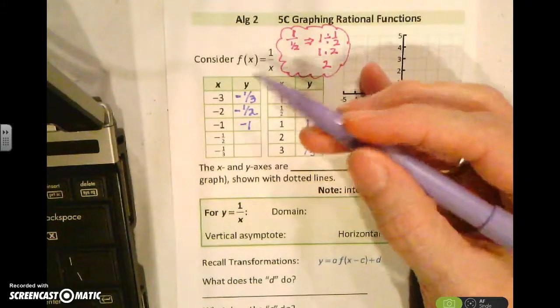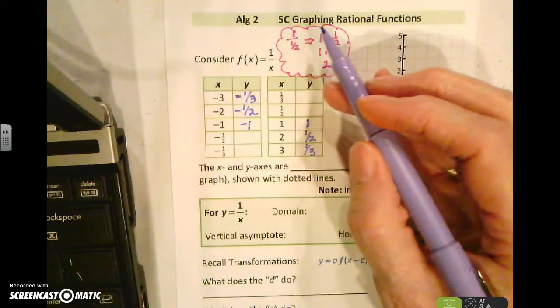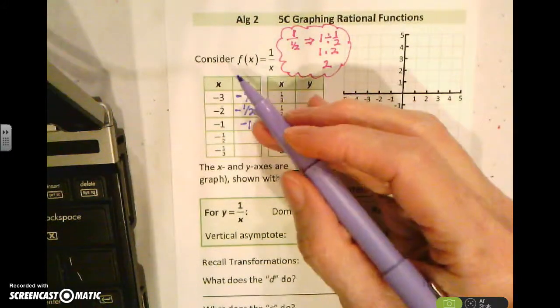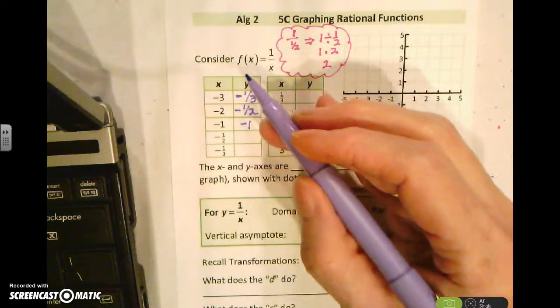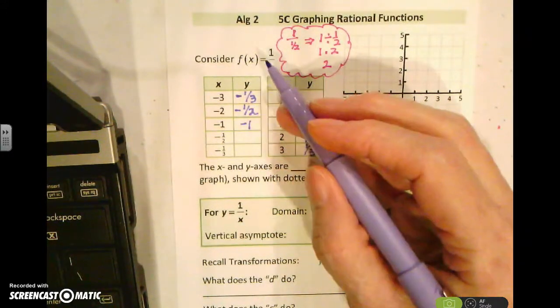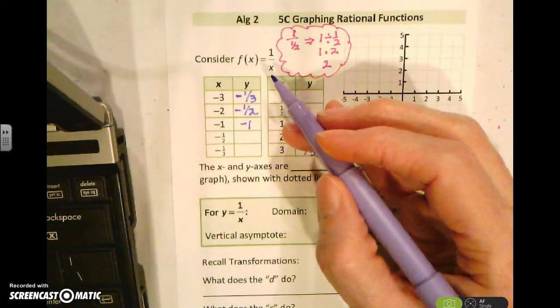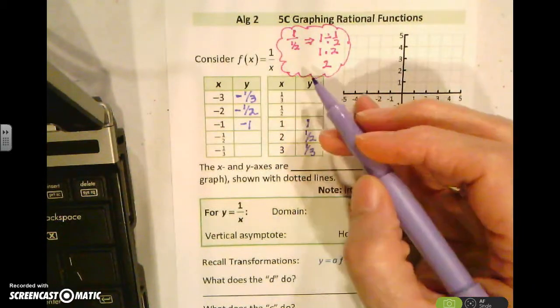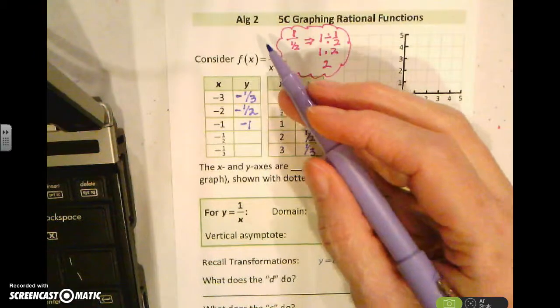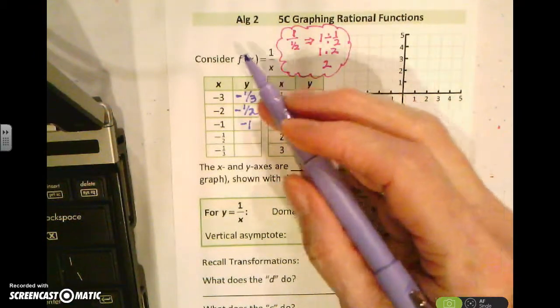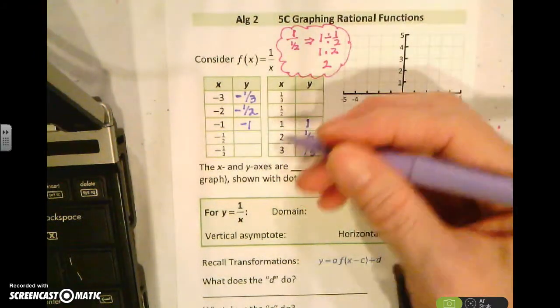So in this unit, in this particular section, 5C, graphing rational functions, we're going to focus on this function here, f of x is equal to 1 over x, and it's going to be one of our new parents. We've been graphing a lot of functions, and we've talked about how to make them move around the graph. So the first thing we want to do is look at the parent and figure out what our parent points will be.